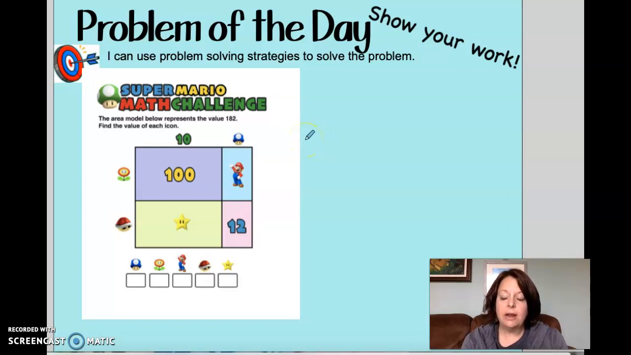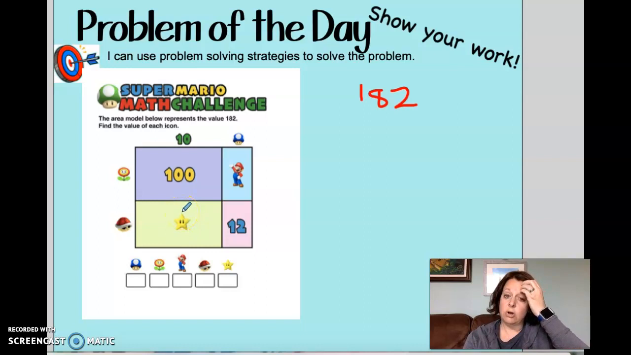So kind of like in our problem yesterday where we were trying to figure out what the boxes stood for, that's kind of like what we're doing today. So we know that everything here equals 182. We know we've got 100 already right here, okay? And we know it's 10 times something is going to be star. So 10 times whatever shell is going to be star.